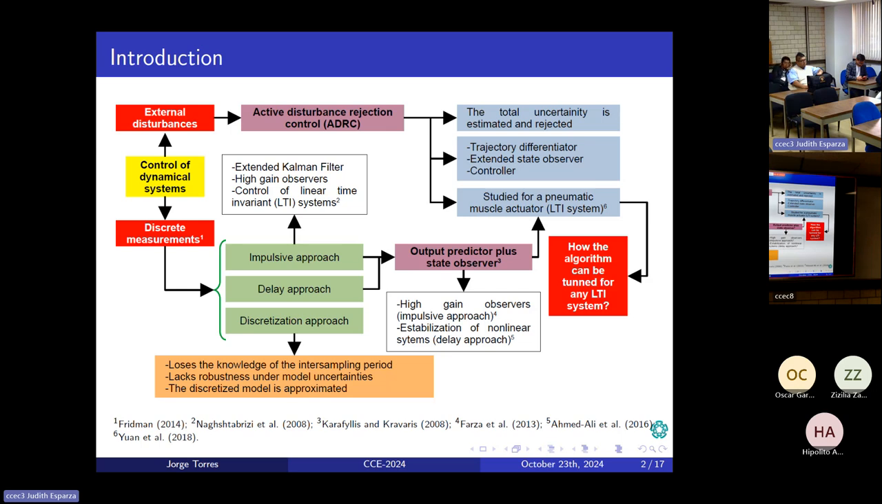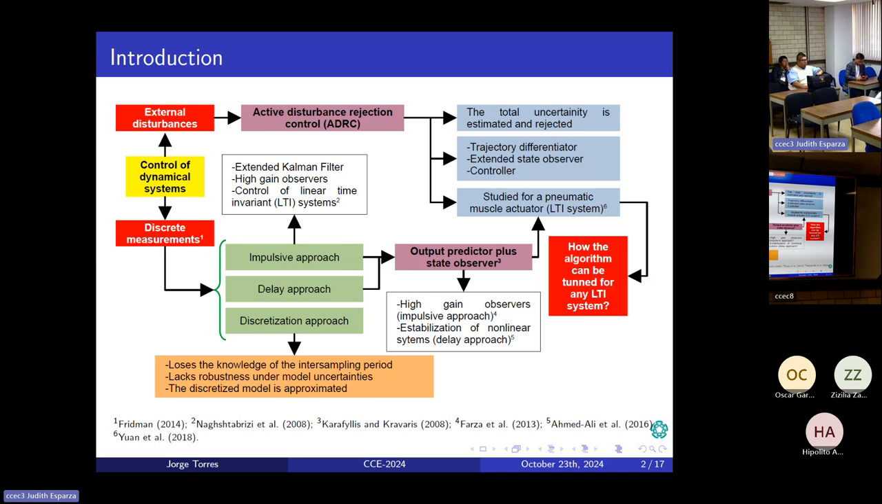The structure of this algorithm consists of a trajectory differentiator, which transforms a smooth, piecewise continuous reference into a continuous function. However, in this work, we do not take this dynamic into consideration. The other one is the extended state observer, which not only estimates the measurable elements of the state, it also estimates the total uncertainty by considering it an additional state of the system. And finally, a controller that stabilizes and rejects the total uncertainty of the system.